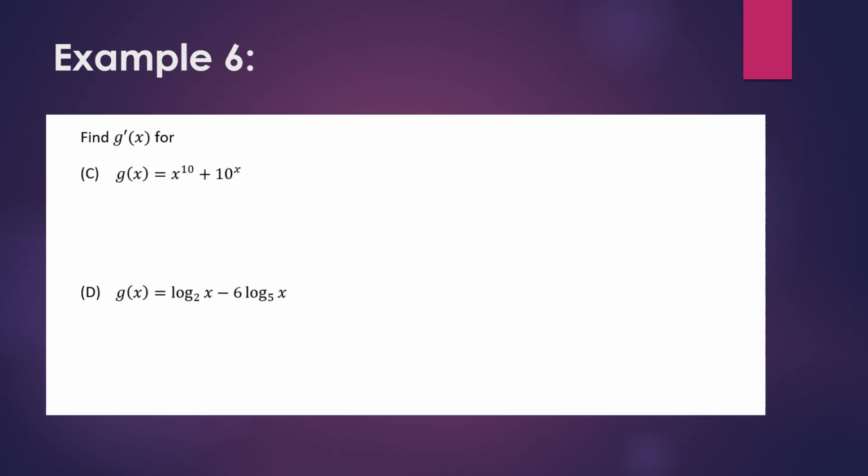Slide 6, so just more of the same here. They want us to take the derivative, and we're going to have exponentials and logarithmics that aren't base e. So for the first one, g prime of x. X to the 10, well, that's just a normal power rule, so the 10 is going to come down, x to the 9. And then the derivative of 10 to the x is 10 to the x times ln of 10.